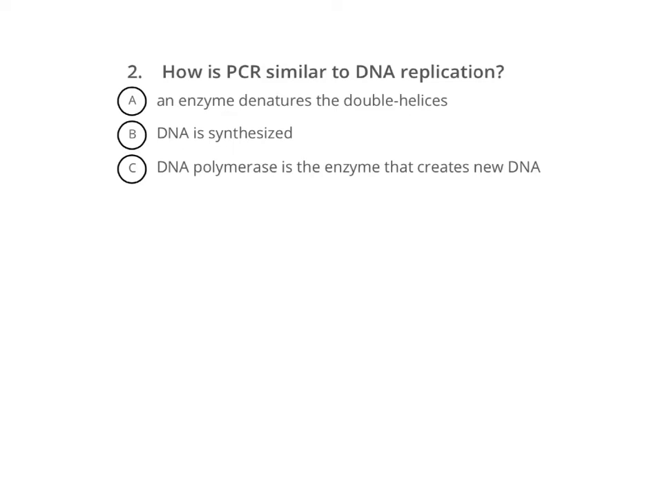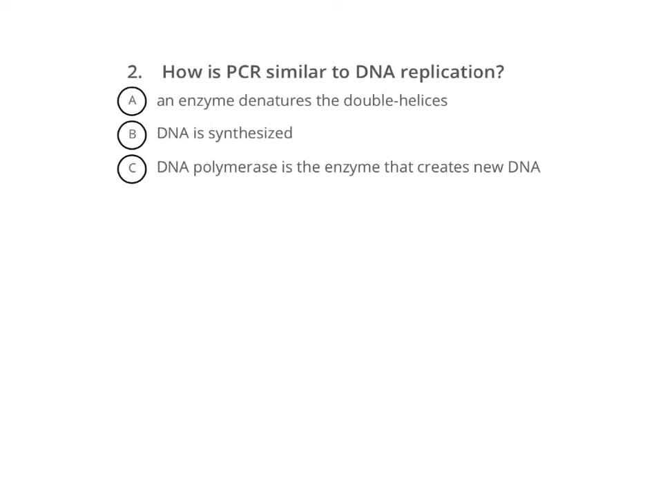Why is A not true? In our cells, an enzyme does unwind our double helices. But in PCR, it really doesn't matter because there's no cell. The only enzymes that we need are the ones that we provide. And the synthesis can start anywhere and there's no time constraint. So we, the scientists, when we do PCR, provide DNA polymerase to start this process.